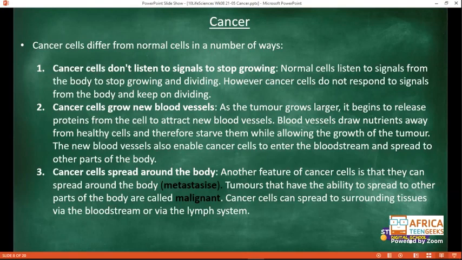And we said that these tumors that have the ability to spread around the body are called malignant tumors. So cancer cells can spread to surrounding tissues via the bloodstream or via the lymph system. And they can do that via the bloodstream because they grow new blood vessels. So this is all just interlinked. So malignant tumors are those cancer cells which are able to metastasize. And by metastasize, we mean that they can spread around the body.